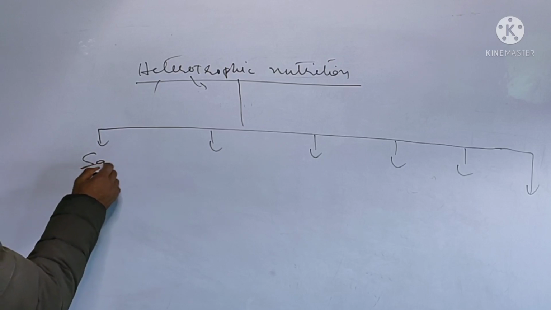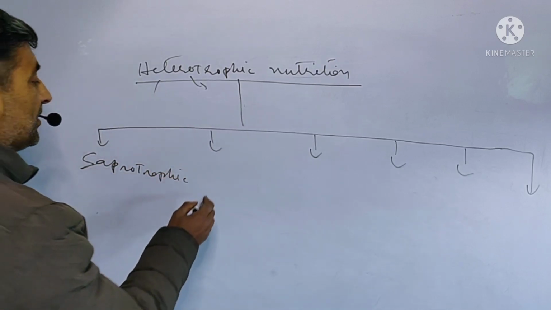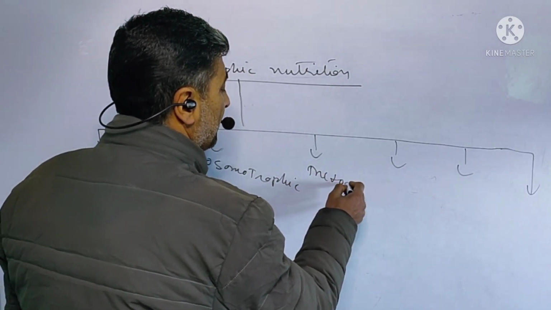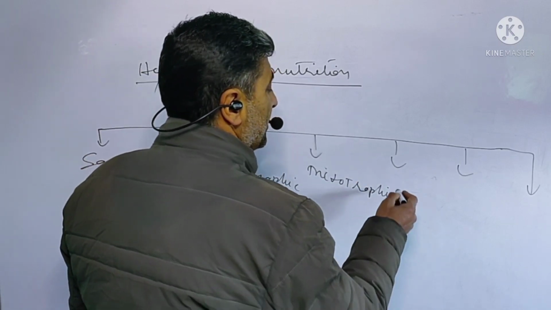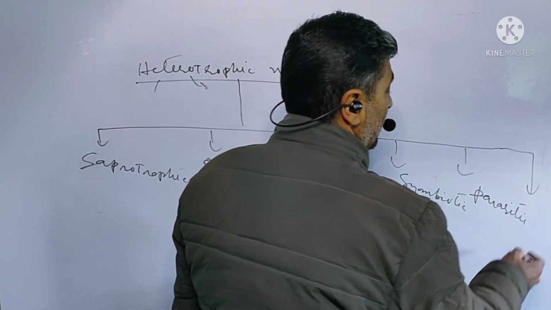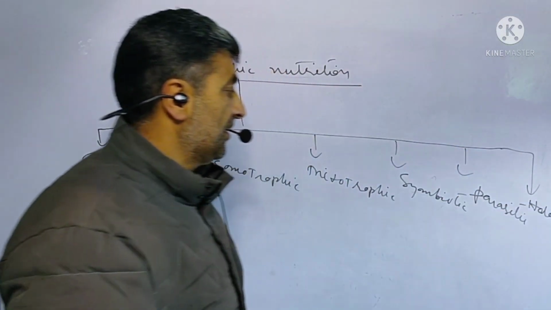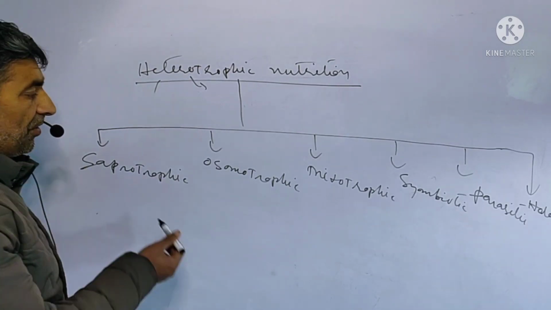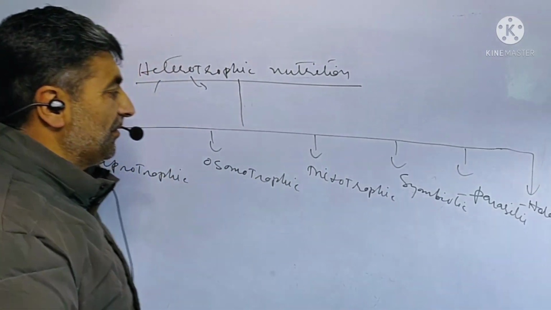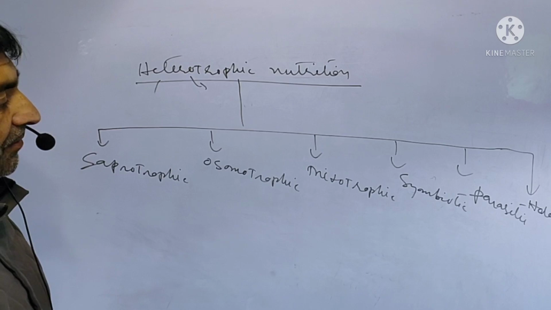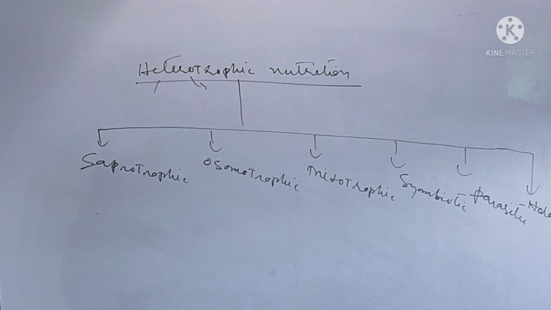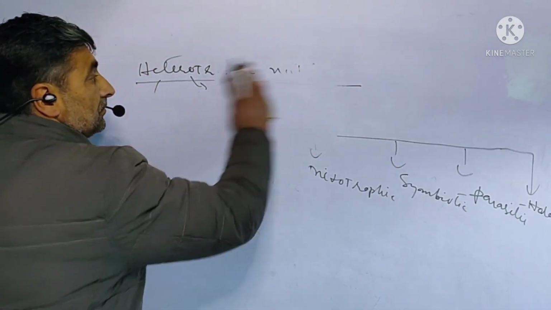Number first, saprotrophic nutrition. Number second, osmotrophic nutrition. Number next, mixotrophic nutrition. Number next, symbiotic nutrition. Number next, parasitic nutrition. Number next, holozoic nutrition. Try to remember these types: saprotrophic, osmotrophic, mixotrophic, symbiotic, parasitic, and holozoic nutrition. So let us take these one by one.